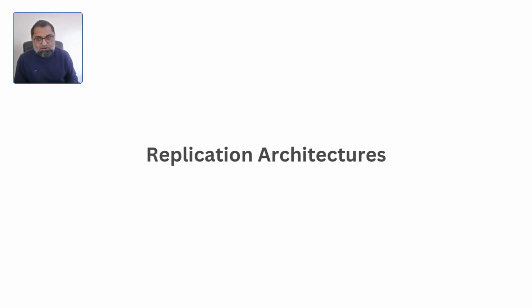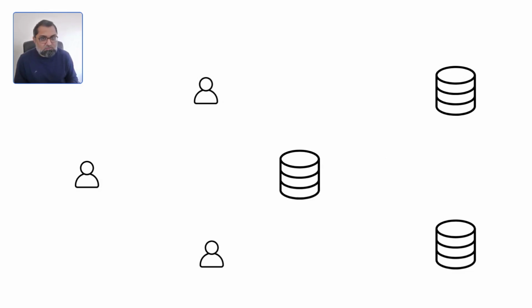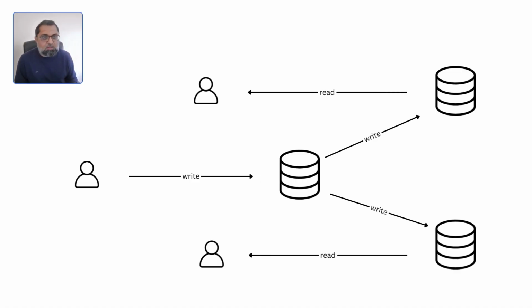The first is single leader replication. Here, one server called the leader handles all the writes. The leader then sends those updates to its followers, which act as read only replicas. This setup is simple and guarantees consistency when paired with synchronous replication. But it has a limitation. If the leader goes down, no one can write data until a new leader is elected.